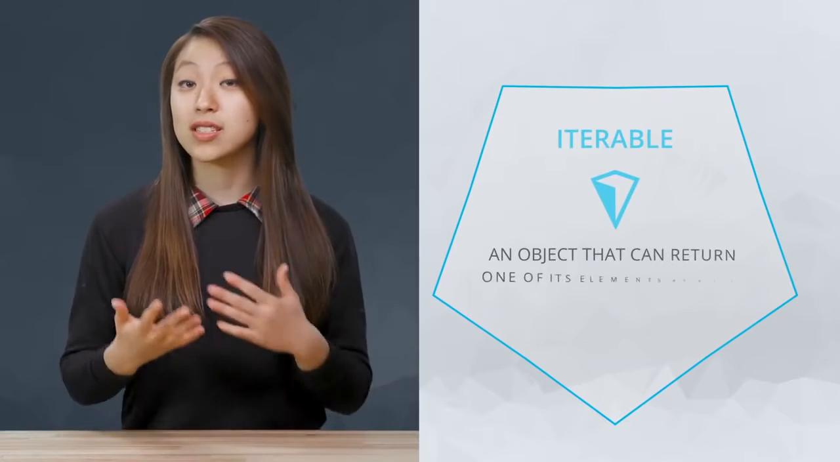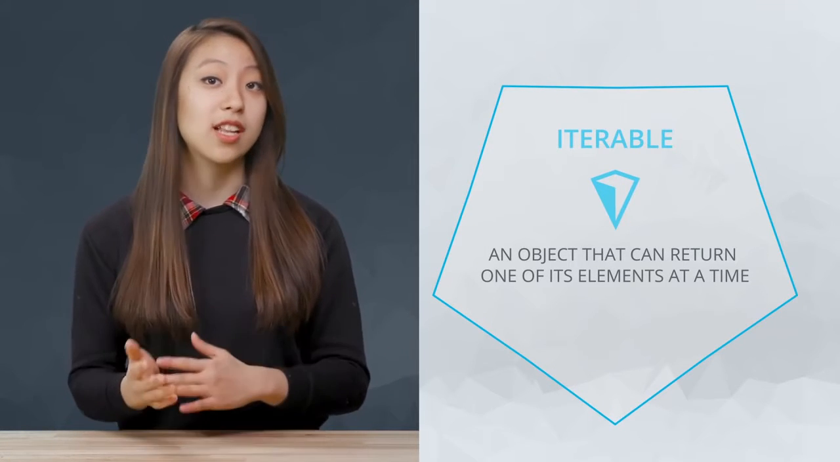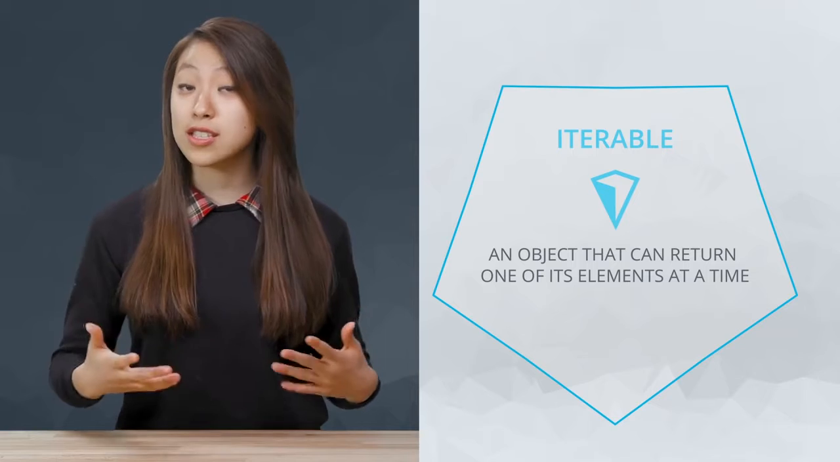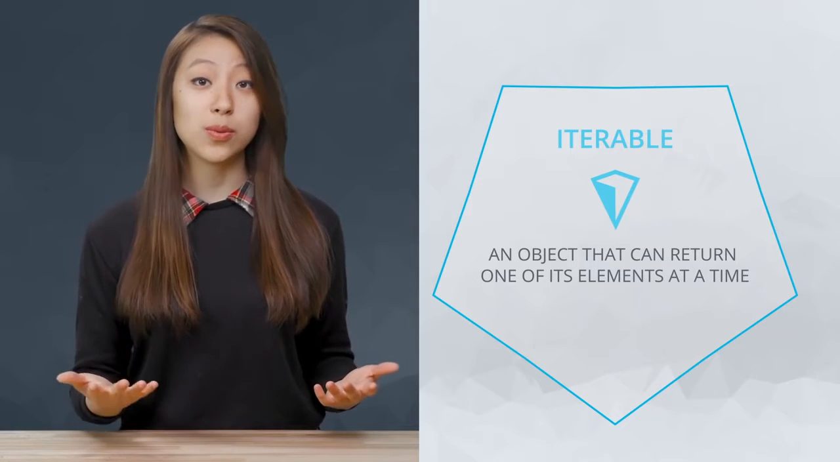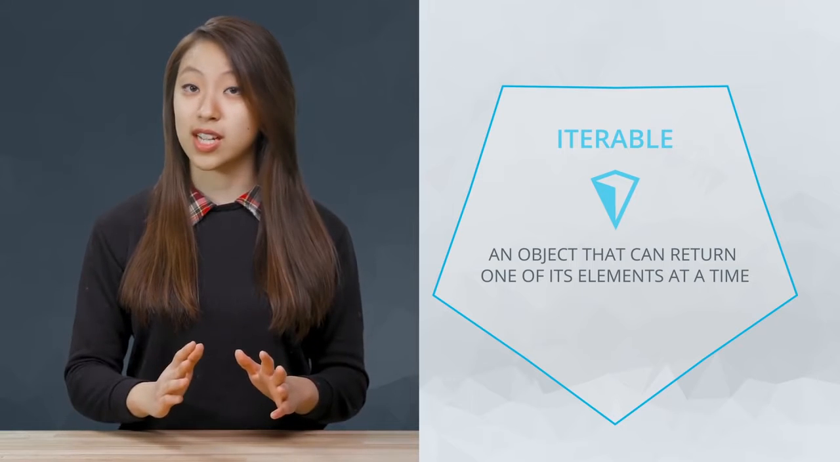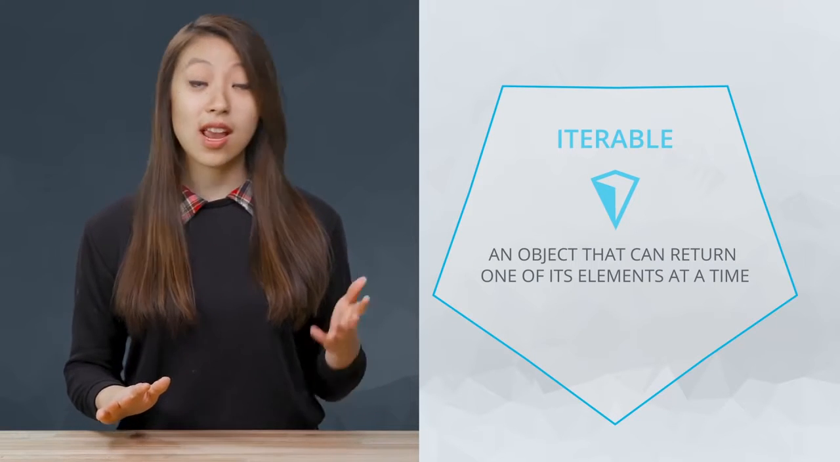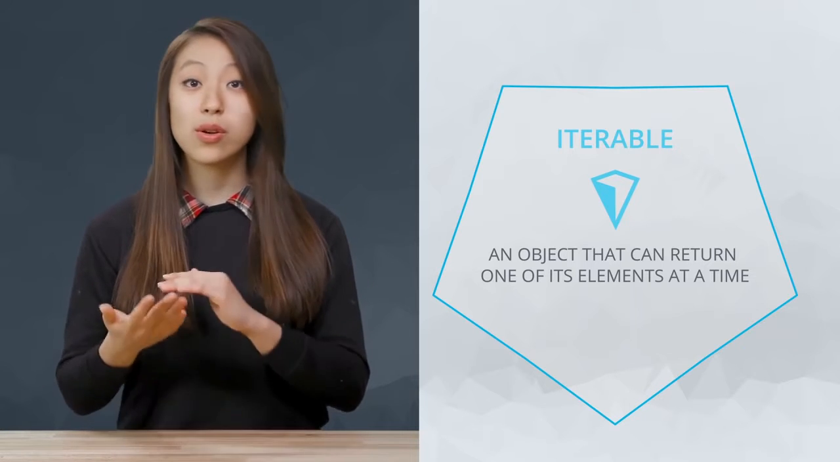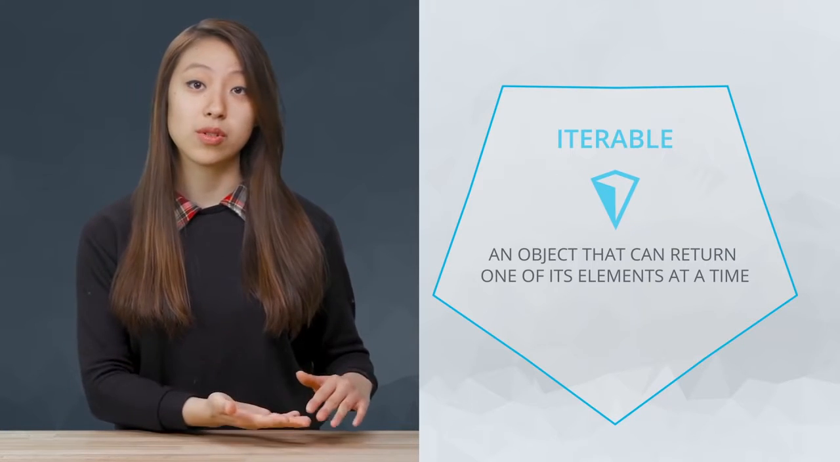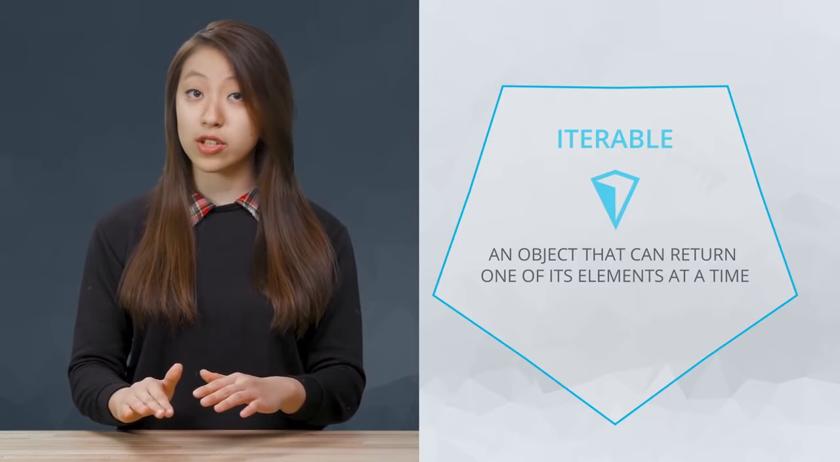An iterable is an object that can return one of its elements at a time. This can include sequence types, such as strings, lists, and tuples, as well as non-sequence types, such as dictionaries and files. You can define objects with an iter method to allow them to be used as an iterable, which you can find more information on in the notes below.